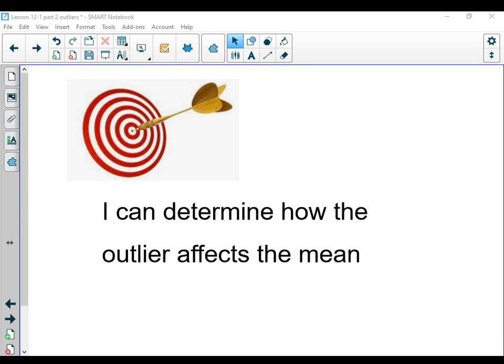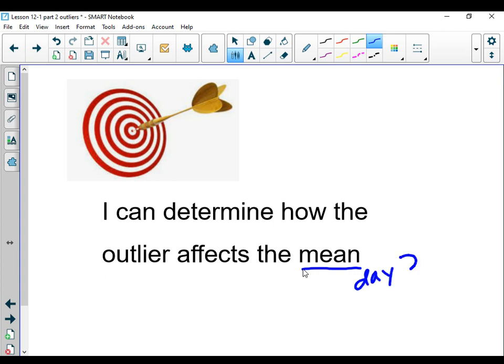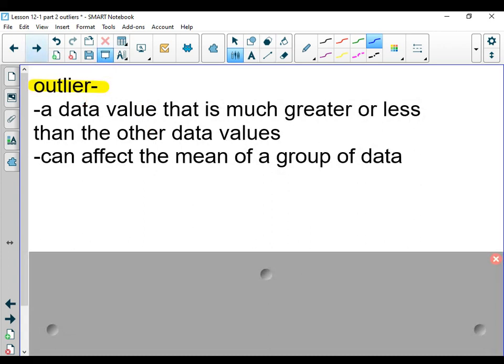Determine how the outlier affects the mean, which basically makes this mean day 2. But we have this new word here called outlier. An outlier, you probably see it in the learning target. You can write right by the learning target. An outlier is a data value much greater, or you could say bigger, or less, bigger or smaller than the other data values.